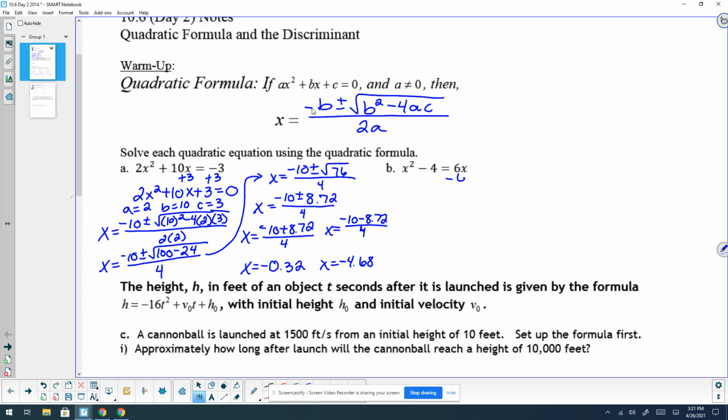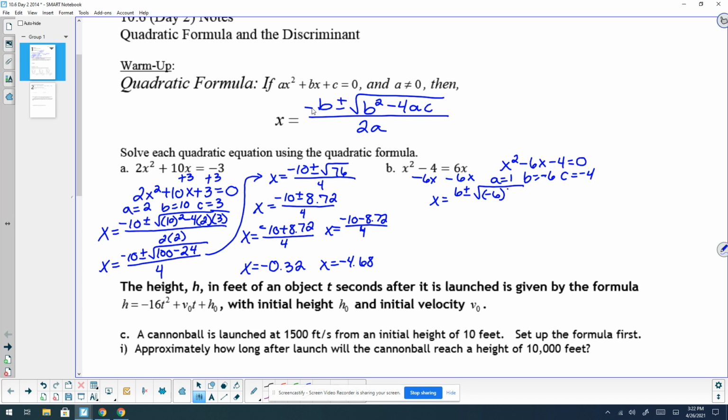Now on b, I have to subtract 6x from both sides again so that my equation is equal to 0. So it would be x squared minus the 6x minus 4 equals 0. A then is 1, b is negative 6, and c is negative 4. So x equals the opposite of b would be positive 6 plus or minus the square root of negative 6. Sorry, that's weird looking.